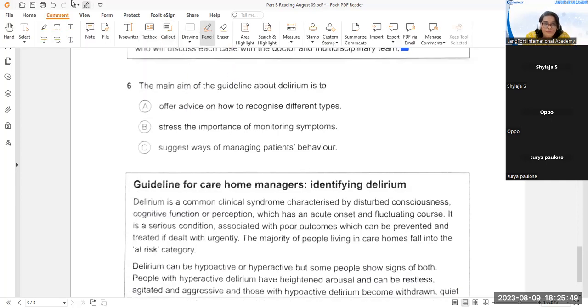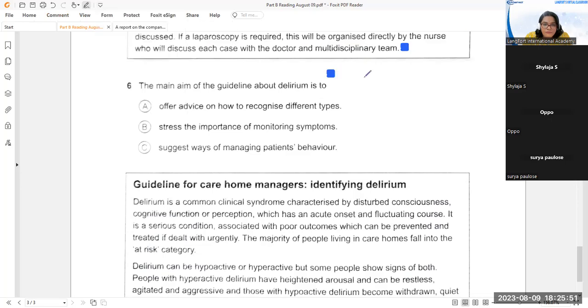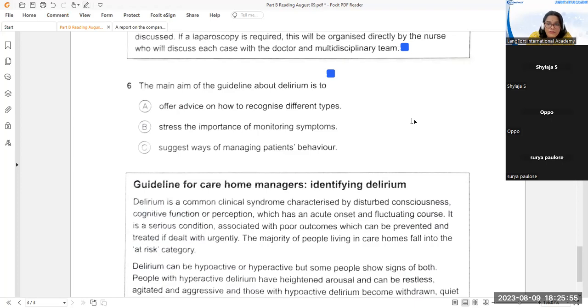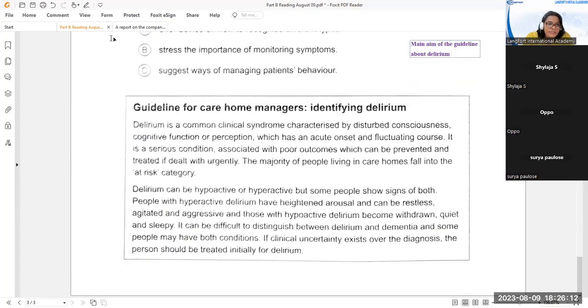The main aim of the guideline about delirium is to. So we need to find out what? We need to find out the main aim of the guideline, and the guideline is about delirium. Okay, all right. Delirium. All of you take 55 seconds, read the extract. Then we will discuss.